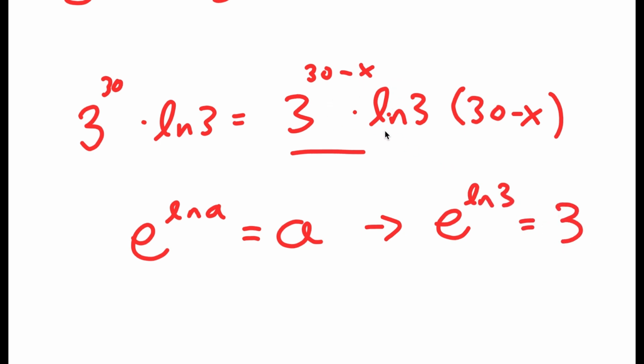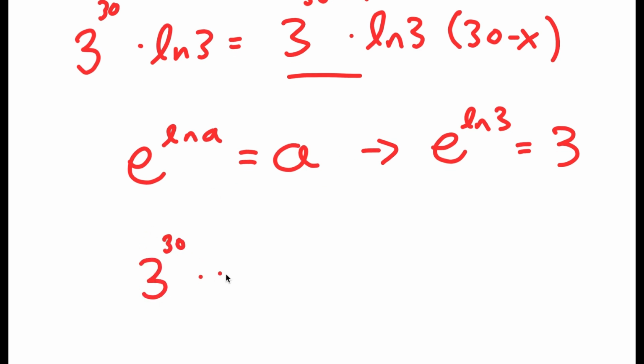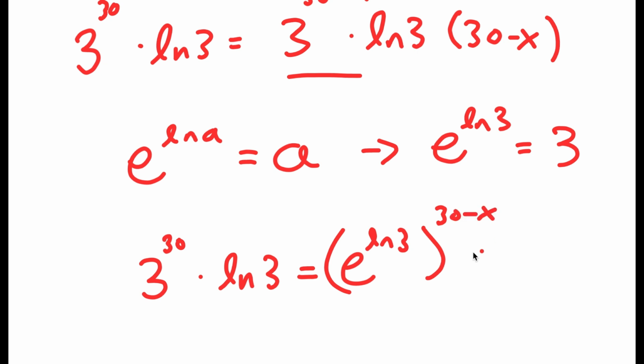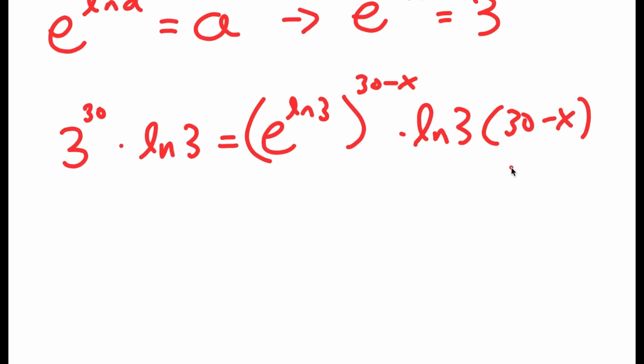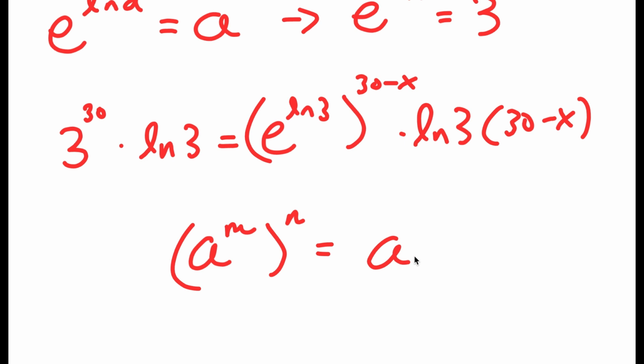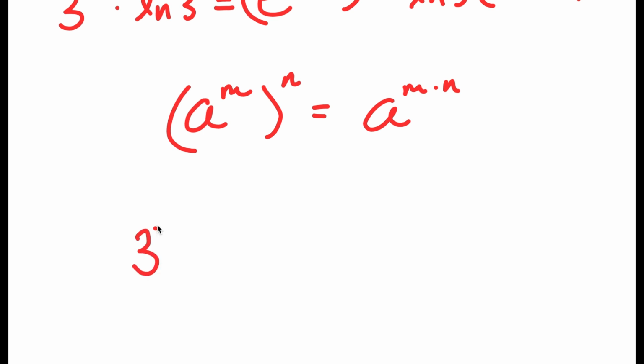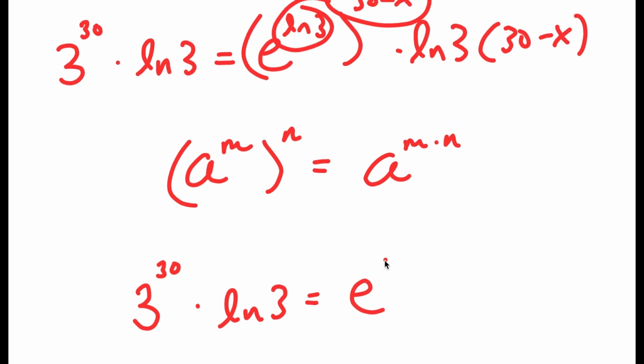So 3 to the power of 30 minus x, I'm going to rewrite as e to the power of ln of 3, which is the value of 3, to the power of 30 minus x. And now, remember, a to the power of m to the power of n is equal to a to the power of m times n. So the ln 3 and 30 minus x multiply. So now I get 3 to the power of 30 times ln 3 is equal to e to the power of ln 3 times 30 minus x.